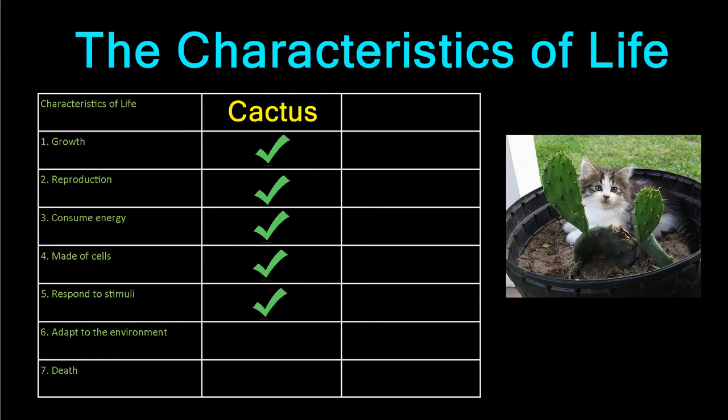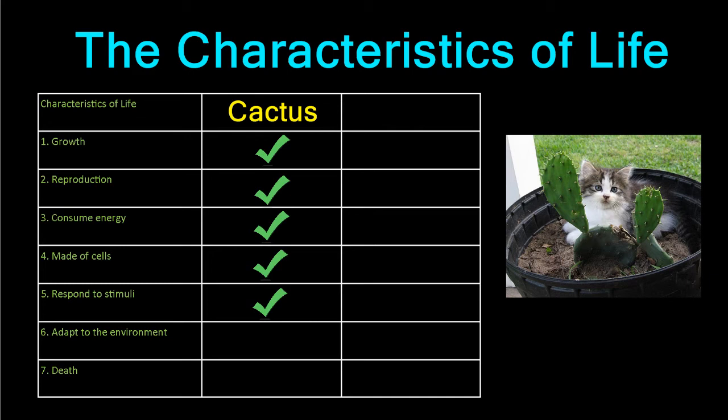So maybe in wet seasons, it would absorb a lot of water and fill up its stems, its fleshy stems, to save some water for later. And in drier times, it might shrivel up a little bit more, using that water up. It could grow towards light like any other plant. So those are all stimuli or changes in the environment that the cactus would respond to.